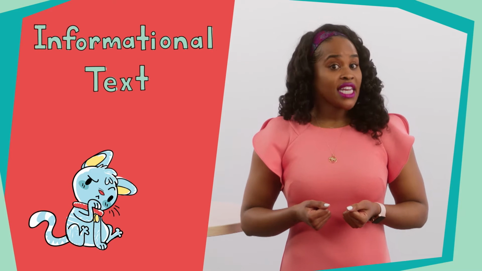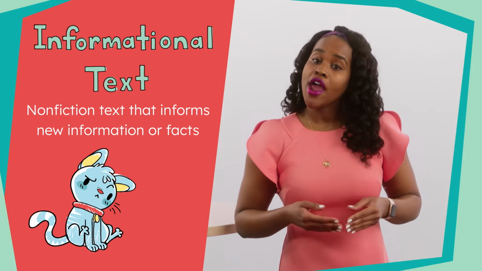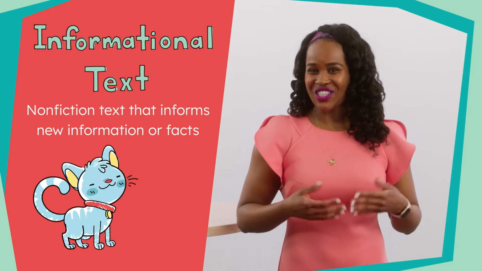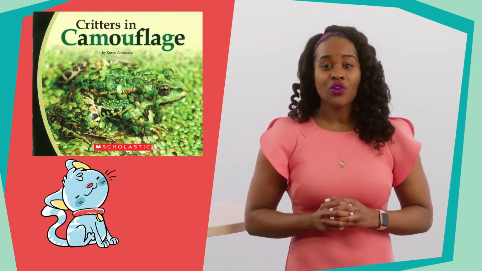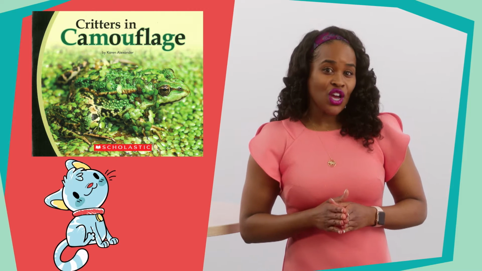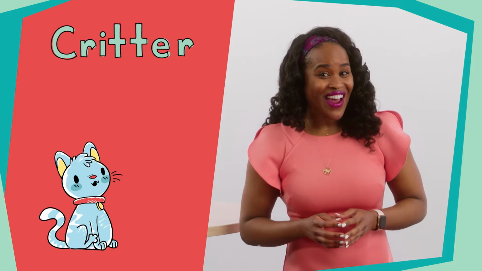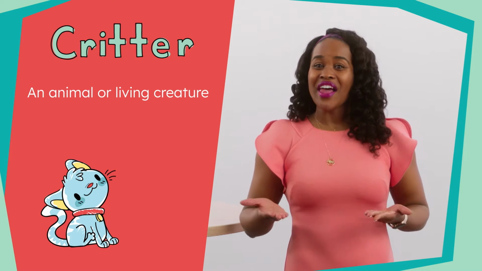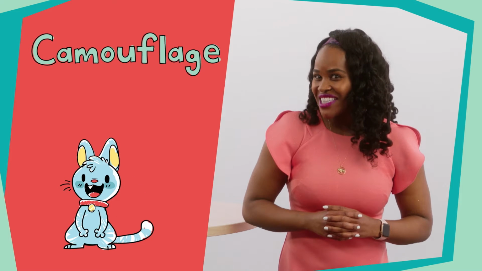We are going to use an informational text to help us with our learning today. An informational text is a non-fiction text that informs us or helps us to learn new information or facts. The title of this book is called Critters in Camouflage. Do you know what a critter is? That's right, a critter is an animal or a living creature. Do you know what the word camouflage means?